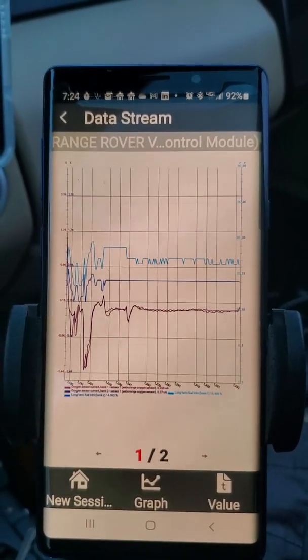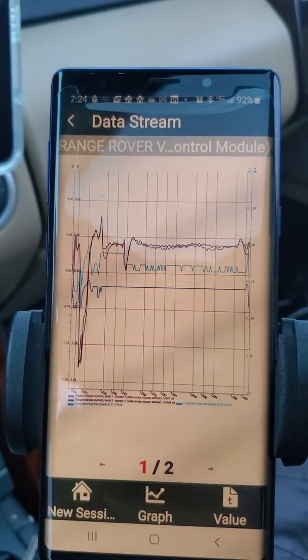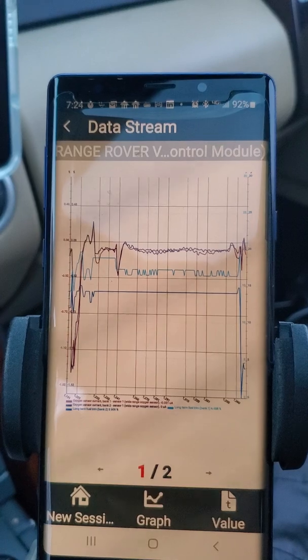Here I'm at idle and just going to increase the RPMs to 1500. Actually went up to 2200.